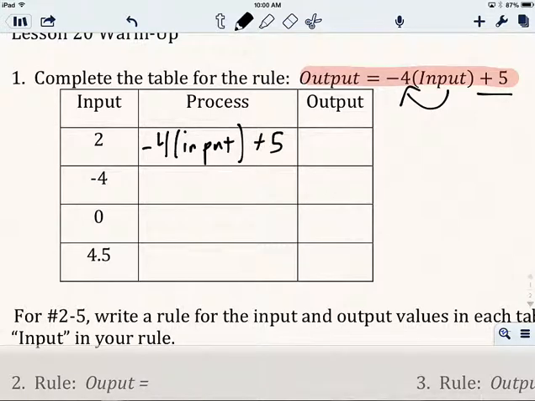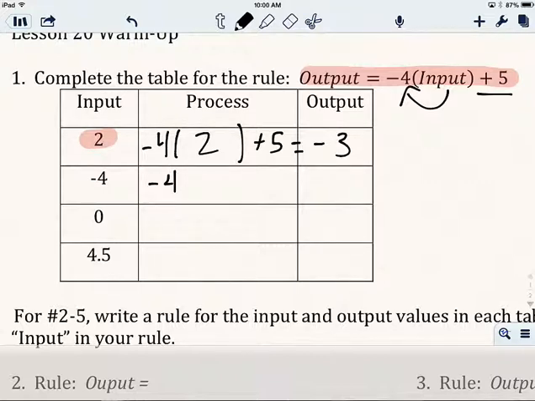plus 5. Now, in this case, I know what the input is. It says here that the input is 2, so I can replace my input here with 2 quite magically. And so then I just do -4 times 2 is -8, plus 5 is -3. I just calculate it out, and I get my output. This is sort of a rinse and repeat thing here.